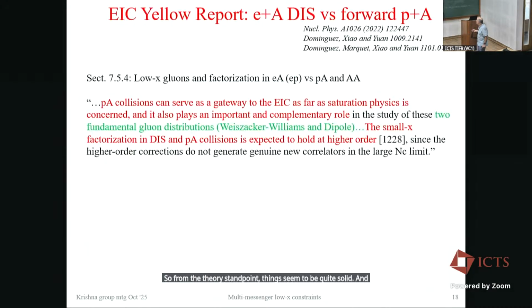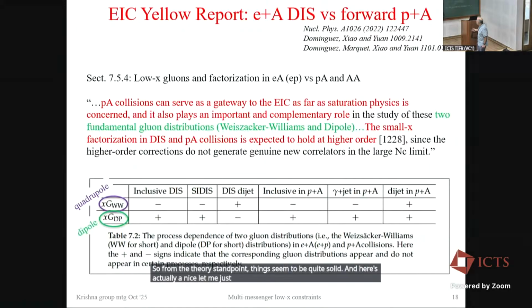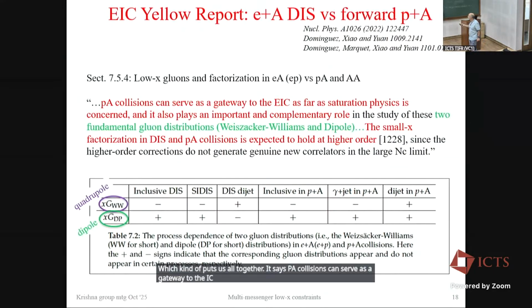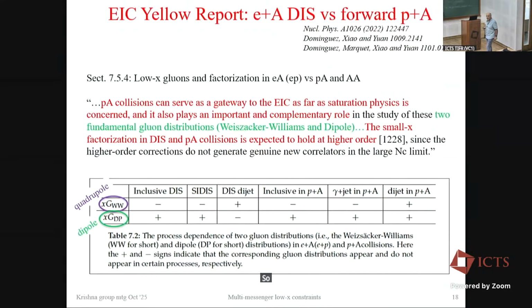And here's a nice text from a paper that was written some time ago for the EIC, the so-called Yellow Report, which kind of puts this all together. It says pA collisions can serve as a gateway to the EIC as far as saturation physics is concerned, playing an important and complementary role. There are two fundamental gluon distributions, the dipole and the quadrupole. Small x factorization in DIS and pA are expected to hold at higher order. So there is likewise a rigorous theoretical formulation for describing both DIS and pA.